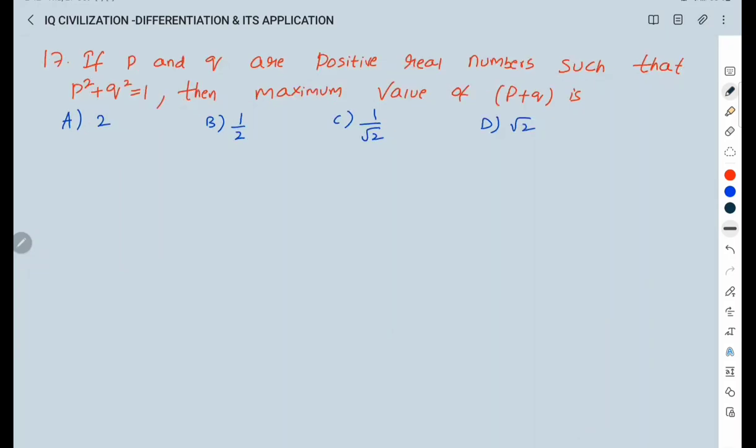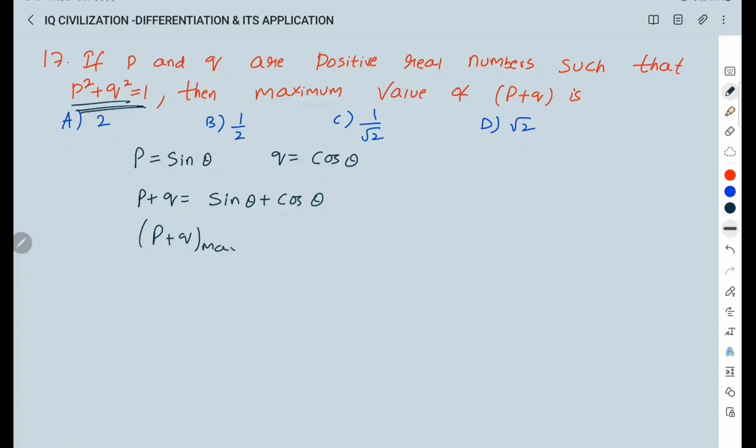Okay, next one. See the next question. p and q are positive numbers, p square plus q square equals 1. We have to find the maximum value of p plus q. When I see this, identities come to mind. So I'll take p as sin theta and q as cos theta. So p plus q is equal to sin theta plus cos theta. We already wrote the trick before. We have to find the maximum value, that is root over a square, that is 1 square, plus b square, that is 1 square, that is root 2.